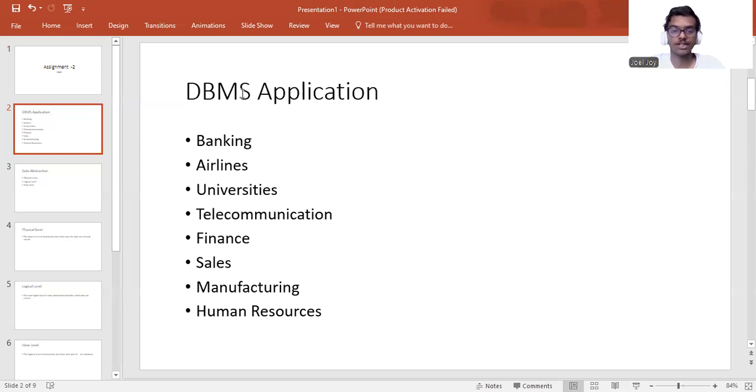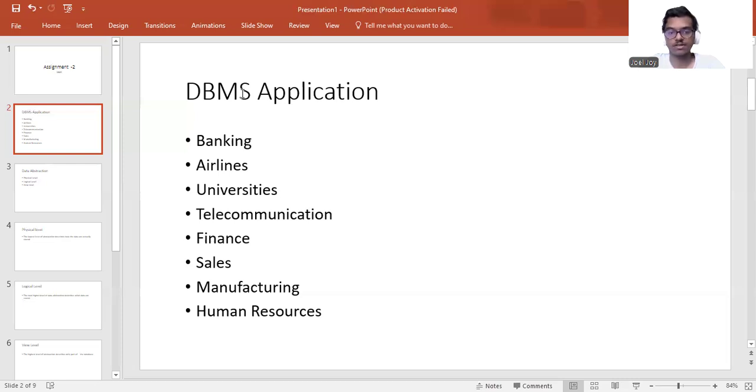The next one is telecommunication. DBMS application is used in telecommunication to hold the records of calls made by people, also for generating monthly bills, maintaining balances on prepaid calling cards, and storing other data.